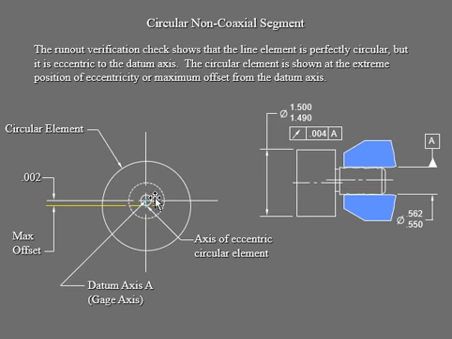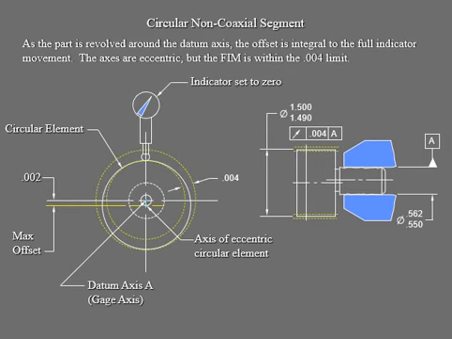Okay, now we're going to bring in our circular element right here, which is shown at the extreme position of your eccentricity. Eccentric meaning weird, it's not conventional. So that's your maximum offset from that datum axis. So now we're going to bring in our zone. The zone is right here in this view. You can see that the circular element is still within that zone, so we're fine. The zone tolerance is 0.004.